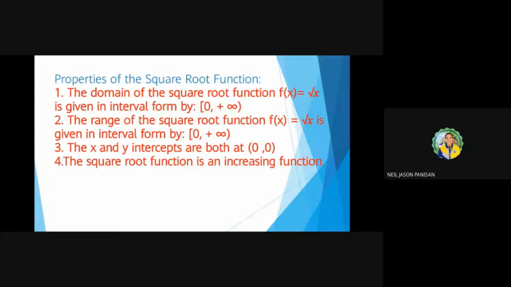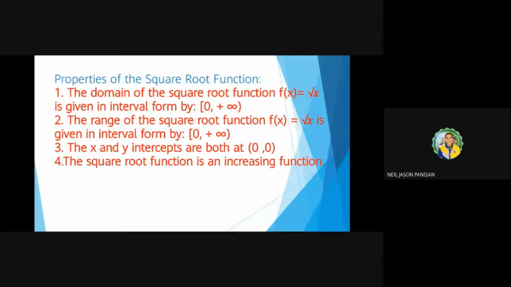Meaning, ang value of y, value sa atong y, kasagaran magsugod gyapon or in the interval form by 0 going to the right since the square root function is an increasing function, meaning ang domain o ang range sa atong function dili gid siya mo go less than 0. So di gid siya mo negative.